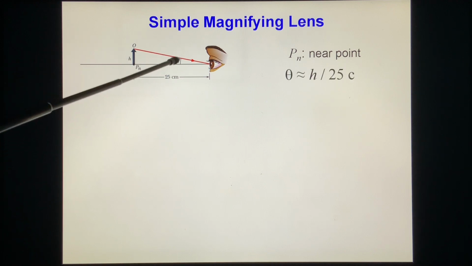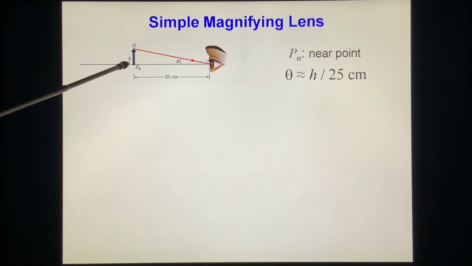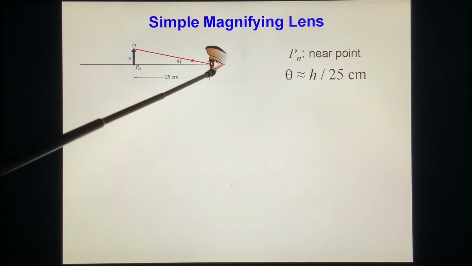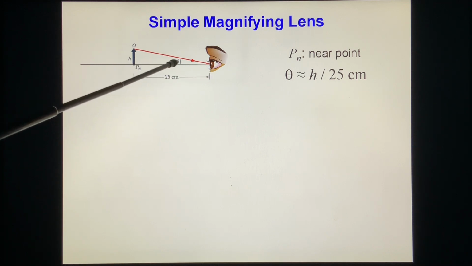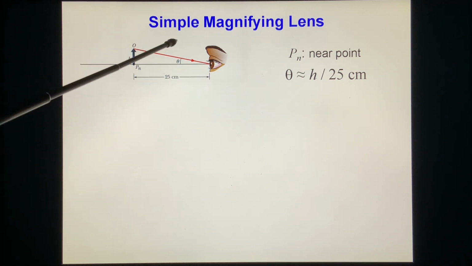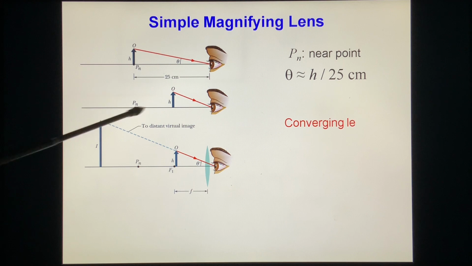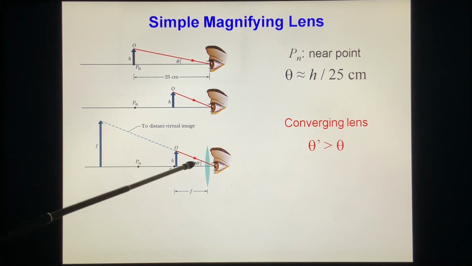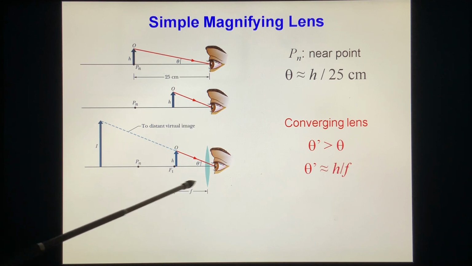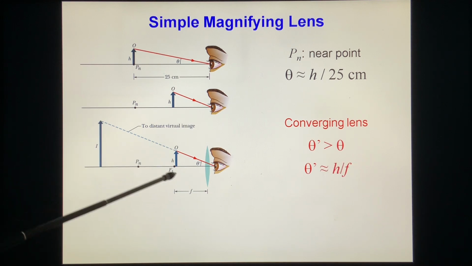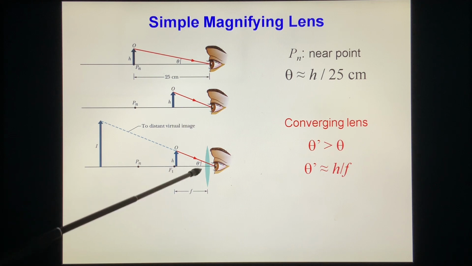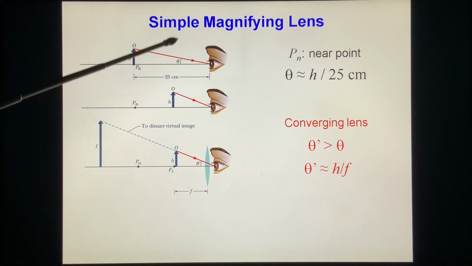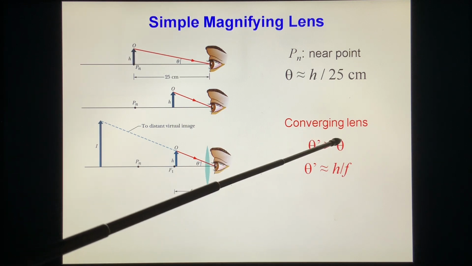The theta is about h over 25 centimeters. This is tangent theta. When theta is very small, it's approximately theta. This is theta prime. The theta prime is equal to h over f, where f is the focal length of the lens. This one is larger than this one.